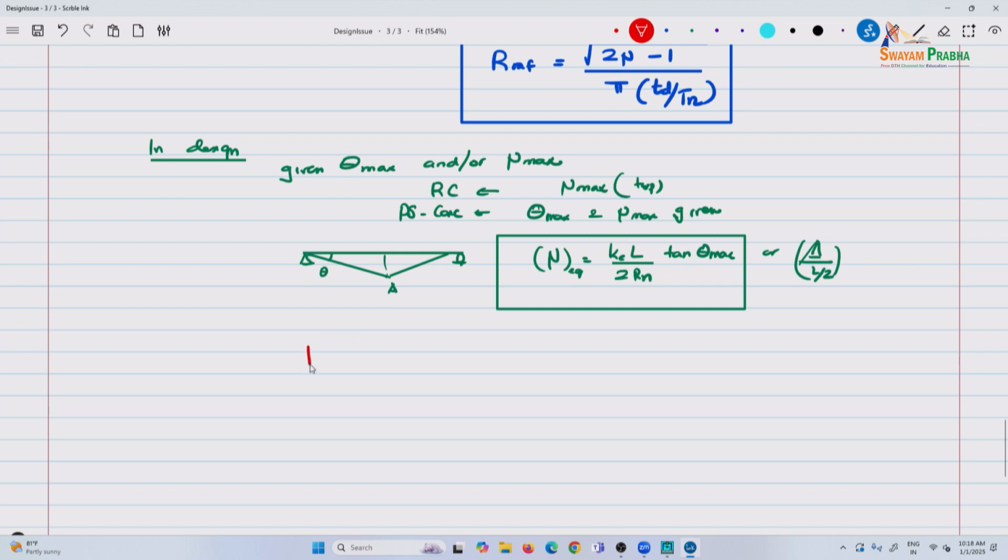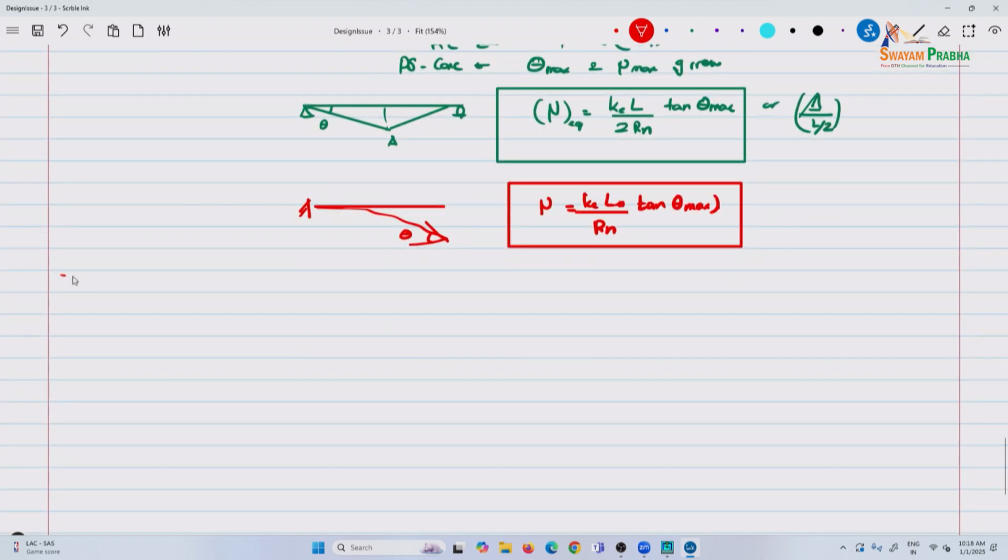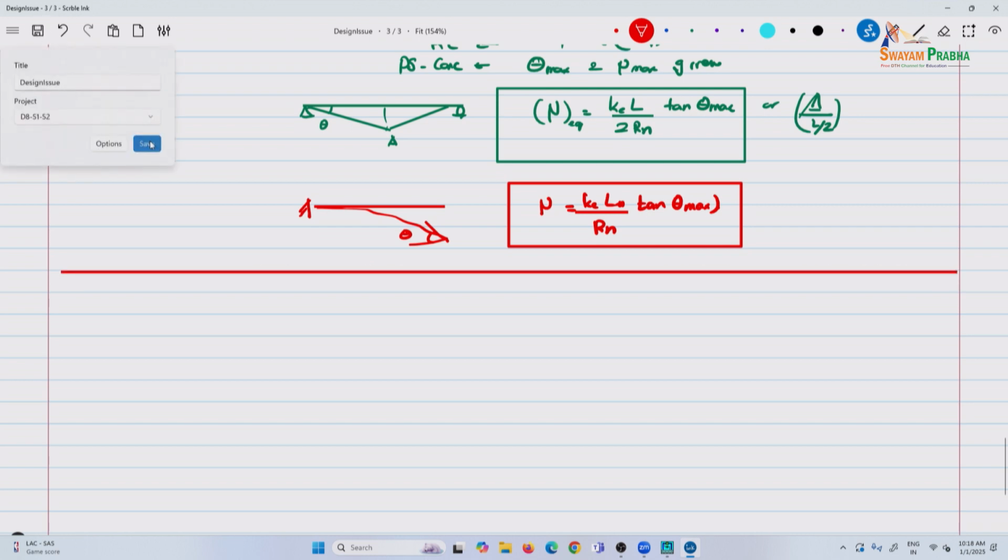And if it is cantilever, here this is theta, and so for a situation like this, your mu is going to be Ke L divided by Rn tangent of theta max. And take the worst of the two mu's.